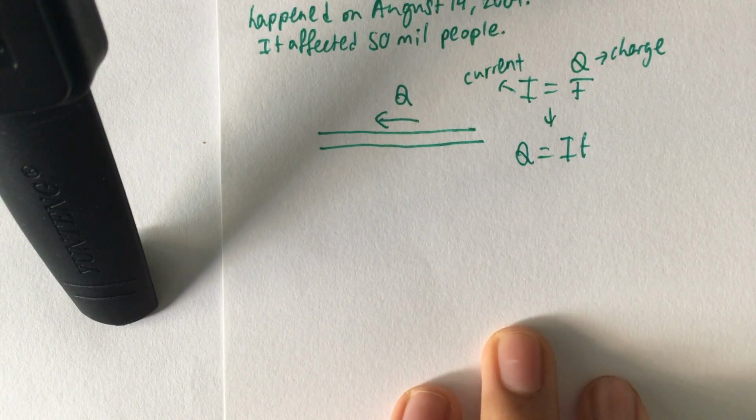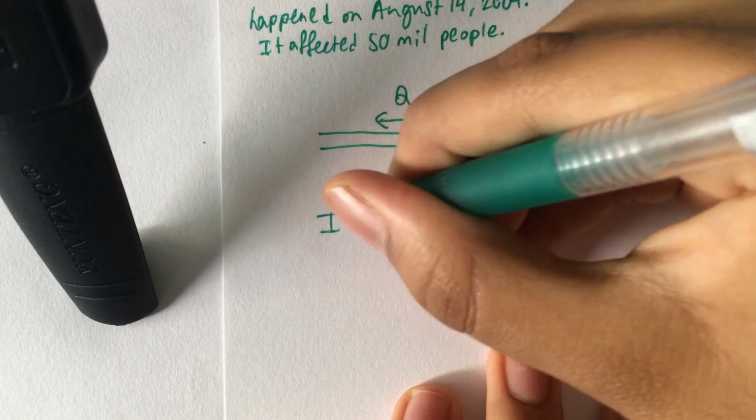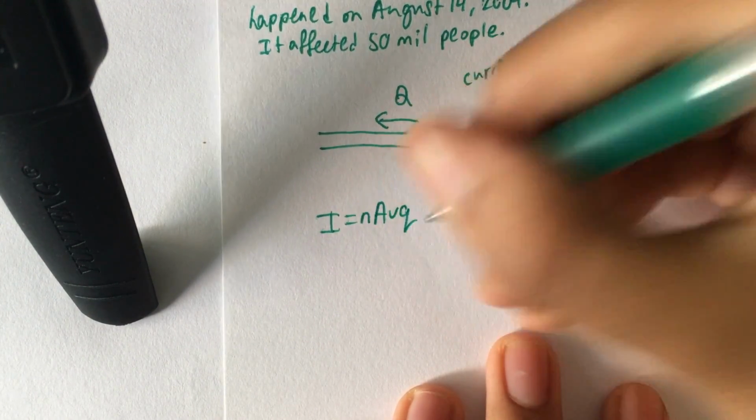Okay, so the second point, for a current carrying conductor, we have this thing called I equals to NAVQ. The reason why, we will cover it right now.